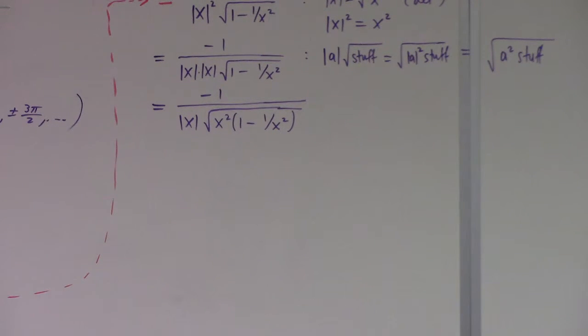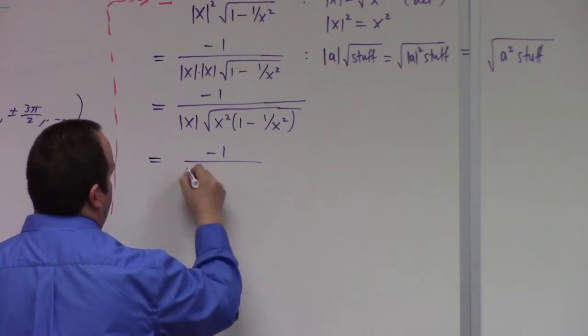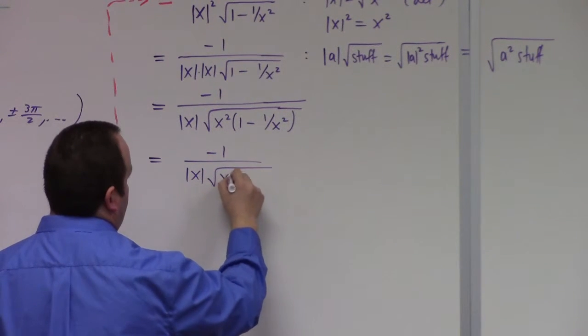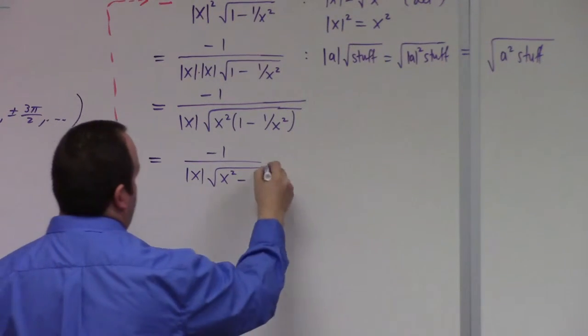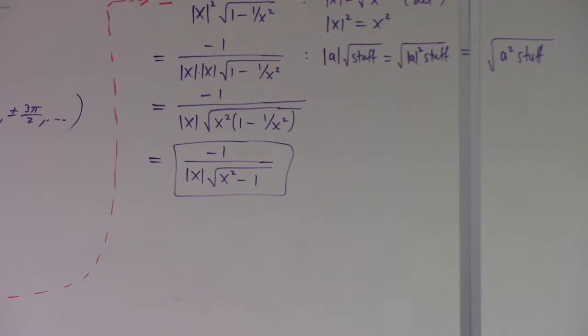I just brought one of the absolute values inside the square root. When I bring the absolute value of x inside the square root, it squares it. And I'm bringing inside something positive, so I'm not losing a minus sign or something. You have to be careful when we bring things inside or outside square roots. But then there you have it: minus 1 over absolute value of x times the square root of x squared minus 1. And that, my friends, is the derivative of inverse cosecant. Es bueno? All right.